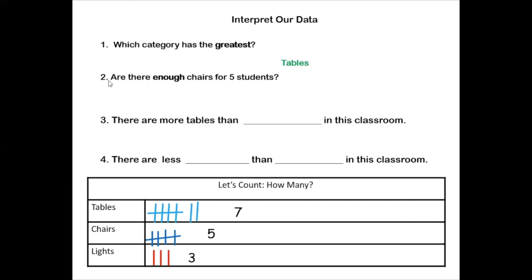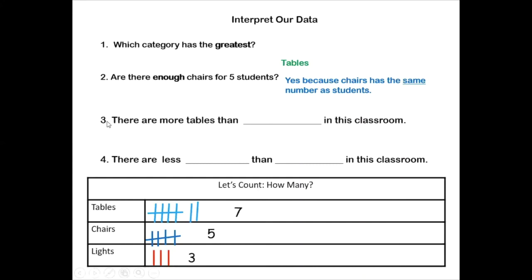Okay, number 2. Are there enough chairs for 5 students? Okay, let's see our category. Chairs has the number 5. So do we have enough chairs for 5 students? Yes, because chairs has the same number as students, 5 and 5.